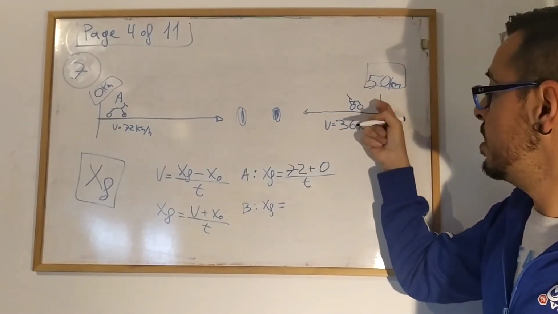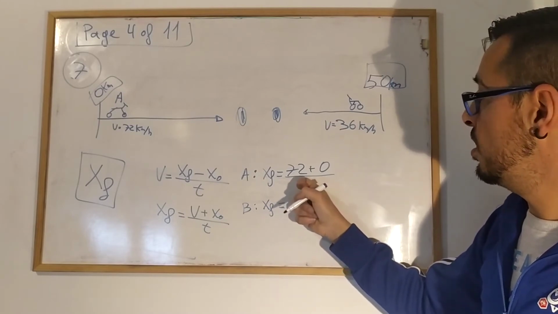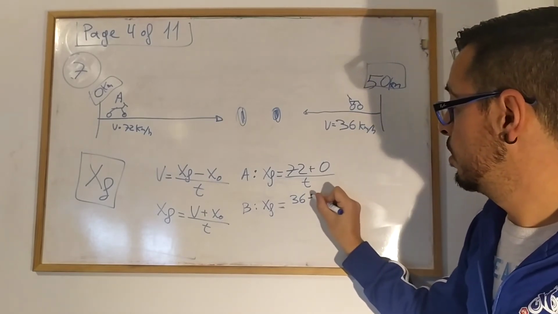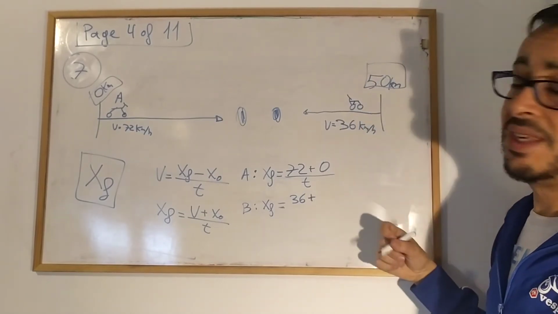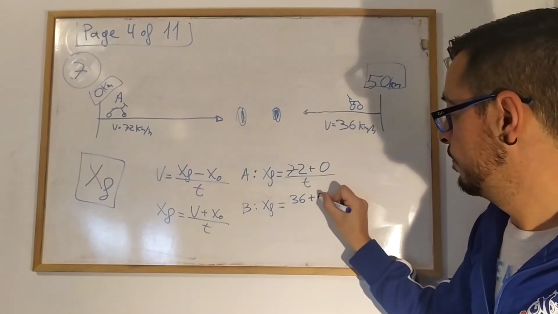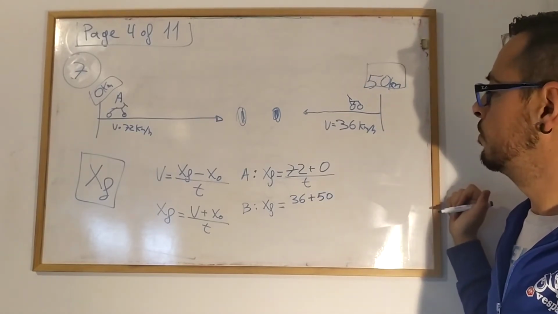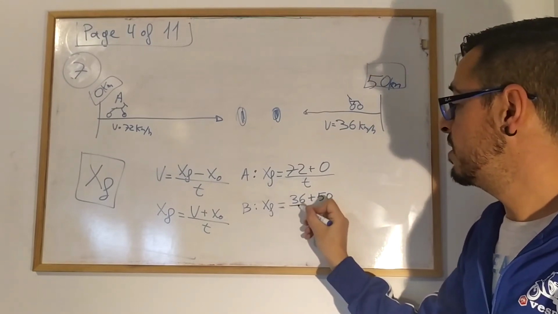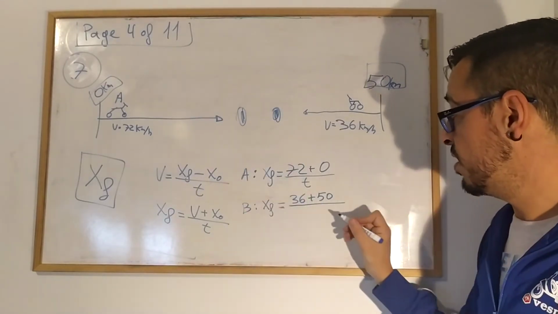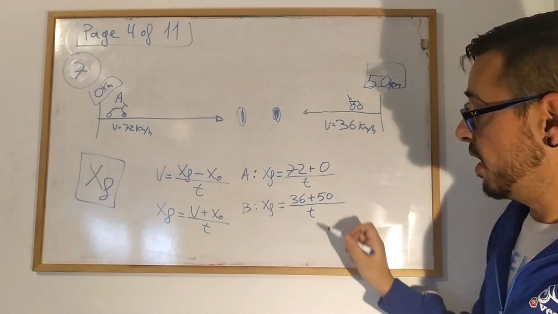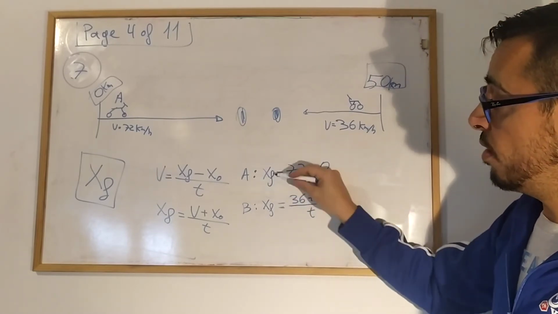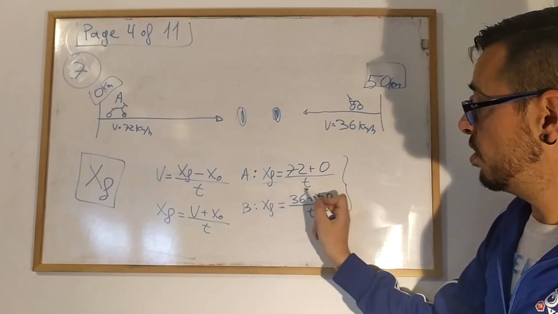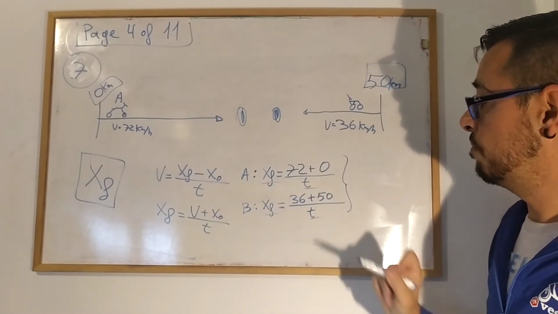Final position for B is going to be velocity, that is 36, plus initial position. But here we are committing a mistake, okay? Be careful with this. Divided into the time. Okay, and now here we have two equations with two unknowns, final position and time.